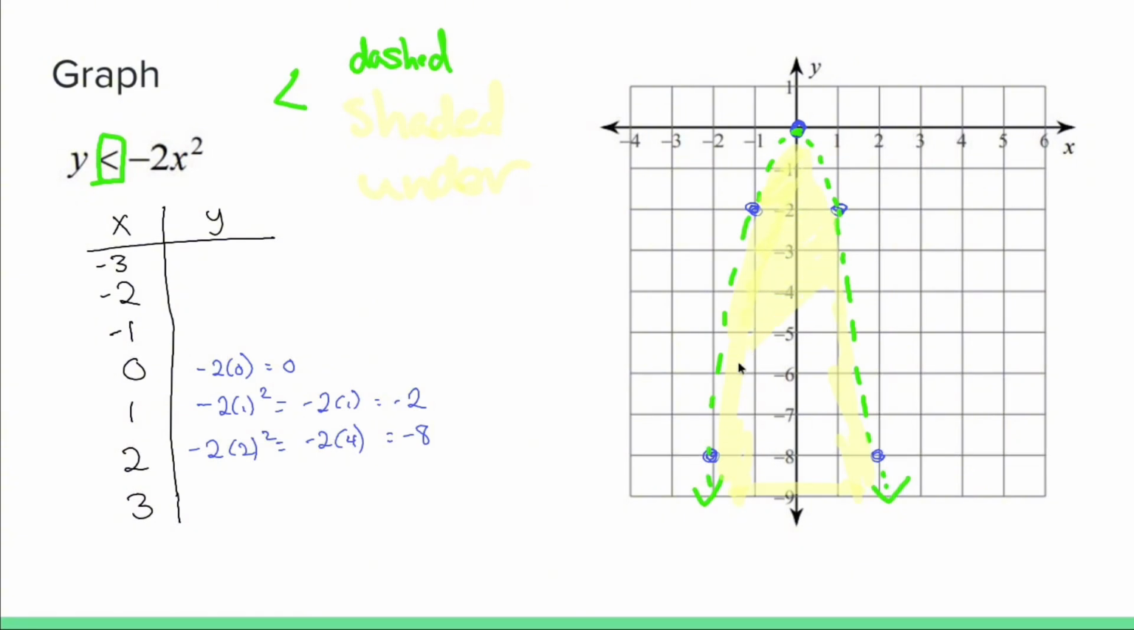What this means is everything in this yellow region, so 0, negative 5, 1, negative 8, anything in this shaded region is a possible solution to this inequality. Now, does the graph or does the dashed line count? No. So I'm not allowed to plug in 1, negative 2 and see if that works. It won't. But if I plug in 1, negative 4, it'll work just fine because it falls in the shaded region. So that's what an inequality of a parabola looks like and what it means.